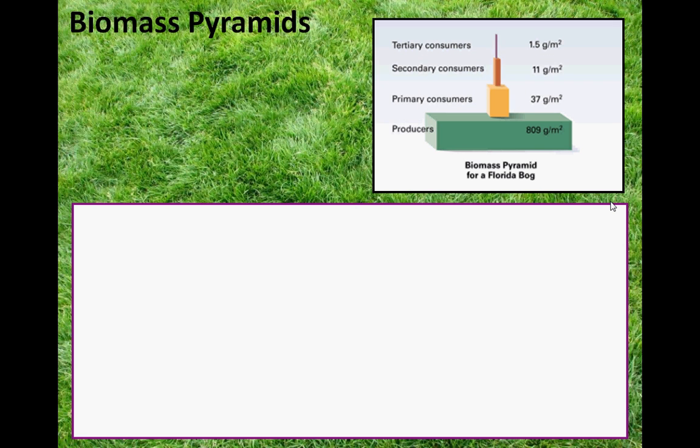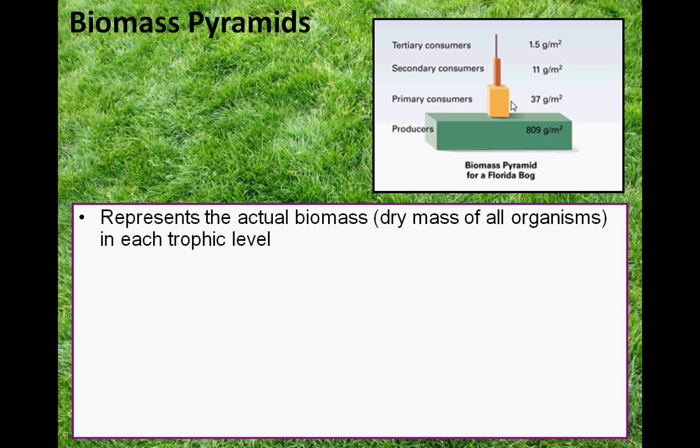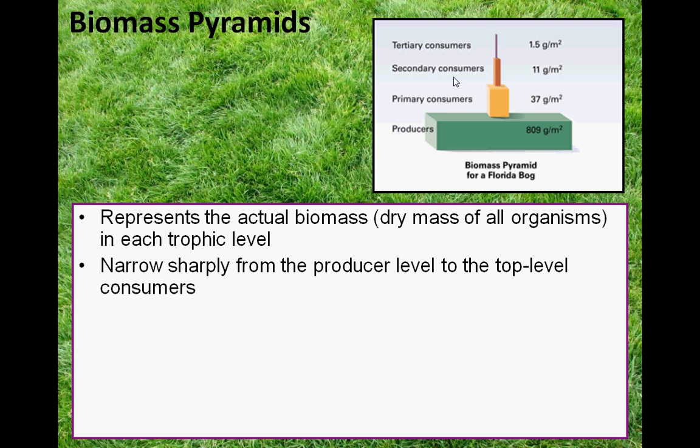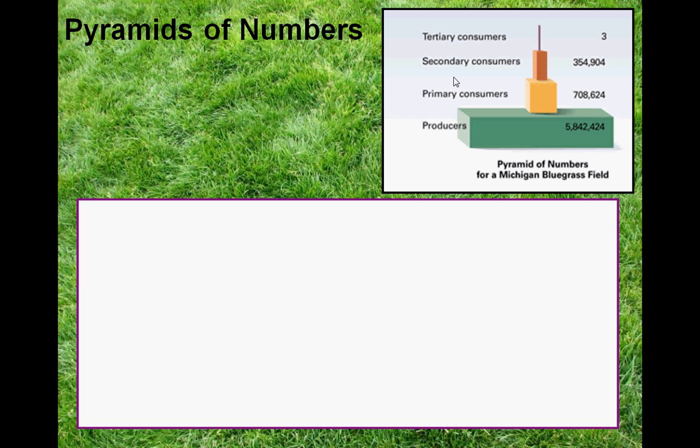The biomass pyramid looks the same. Biomass just refers to how much you have in a certain area, in a certain square meter. So this is an example of something in Florida where you can see that the actual mass of the producers is also higher per meter squared than any of the other ones, and it narrows very sharply. And the last one is what we call the pyramid of numbers, and this just literally looks at the numbers, how many of the organisms at that level there are. And for every 5,800,000, according to this, every 5,800,000 or so plants is only enough to feed 3 tertiary consumers.